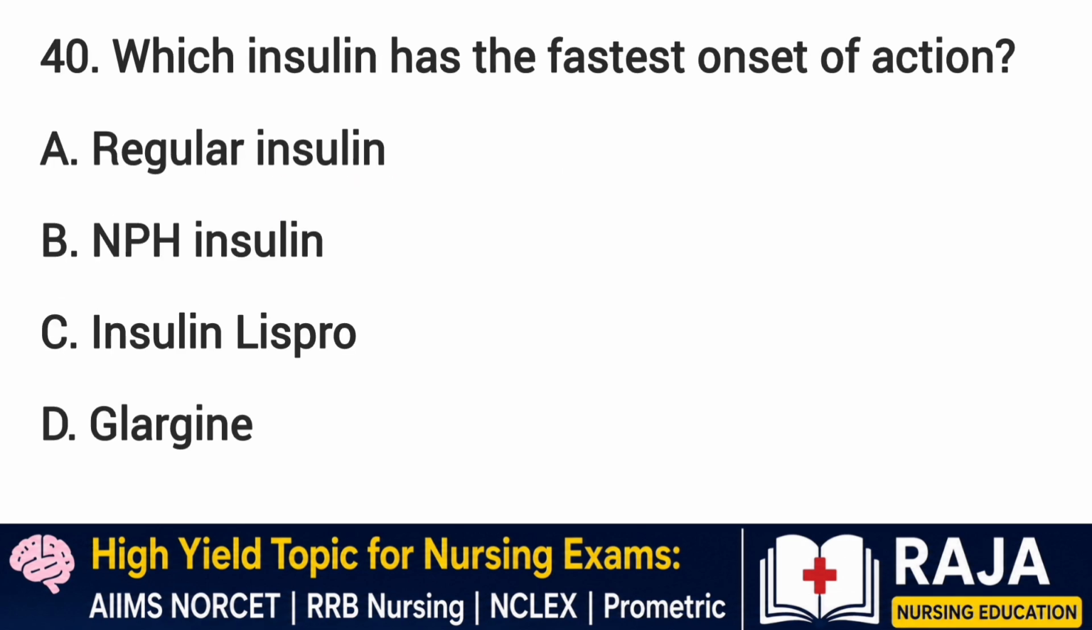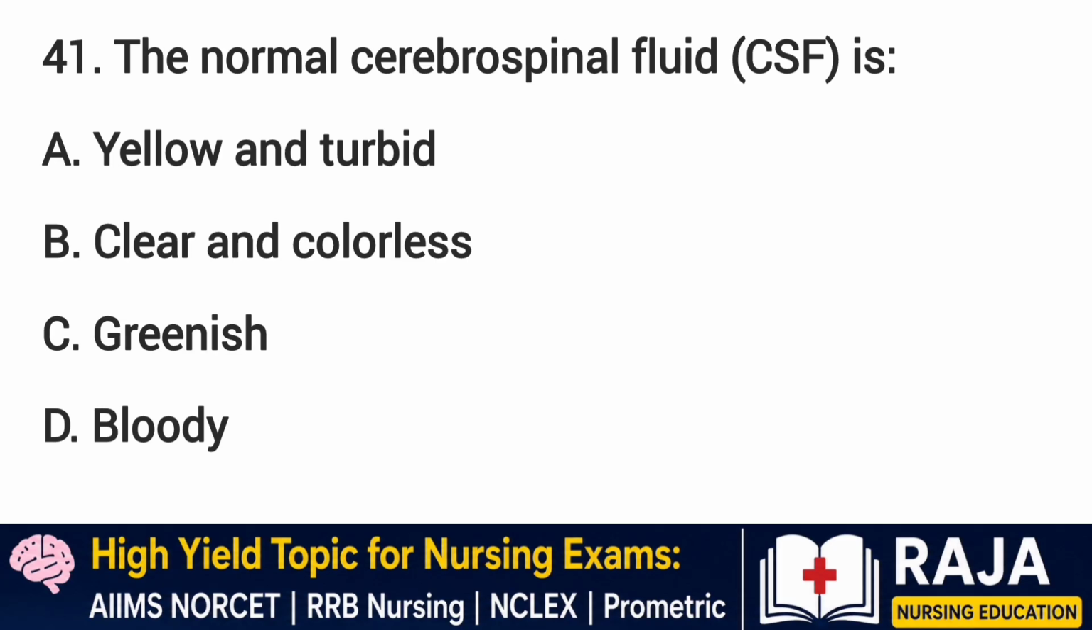Which insulin has the fastest onset of action? The option is C. Insulin Lispro. The normal cerebrospinal fluid is B. Clear and colorless.